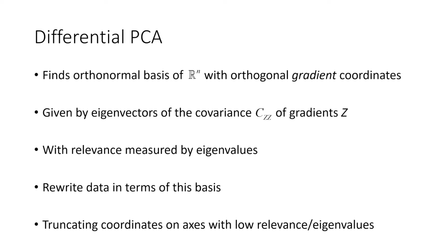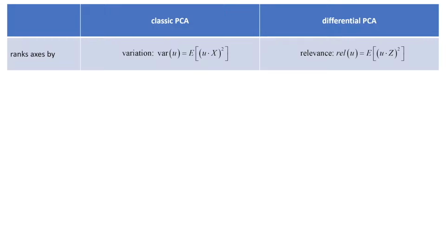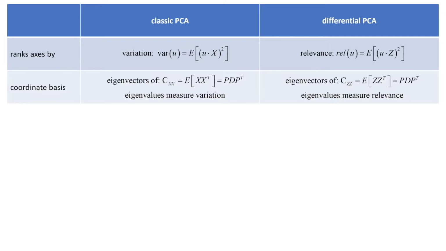The practical implementation of differential PCA is an almost trivial modification of classic PCA. Once I know exactly what I want to do, it turns out to be very easy to realize. Classic PCA ranks axes by variation, whereas differential PCA ranks them by relevance. Classic PCA rewrites the data in the coordinate basis of the normalized eigenvectors of the covariance matrix CXX of the state variables x.